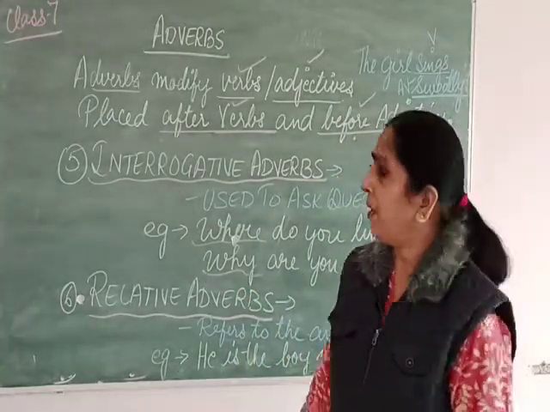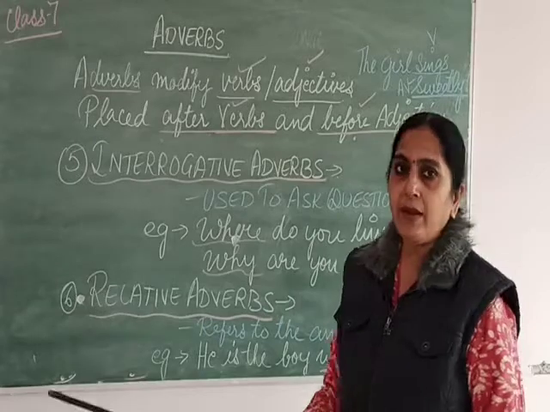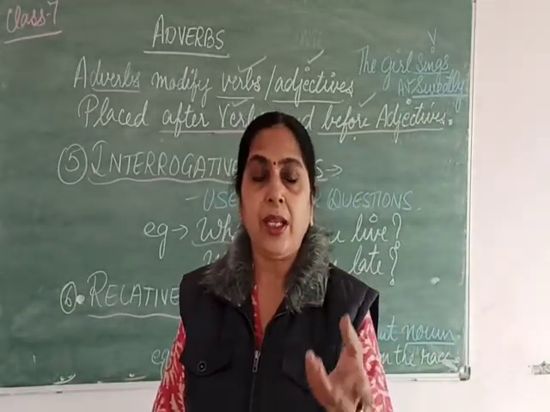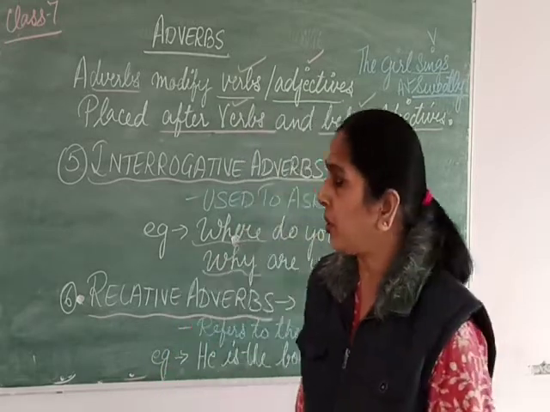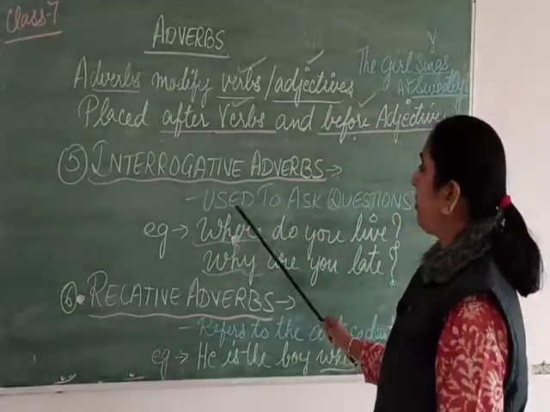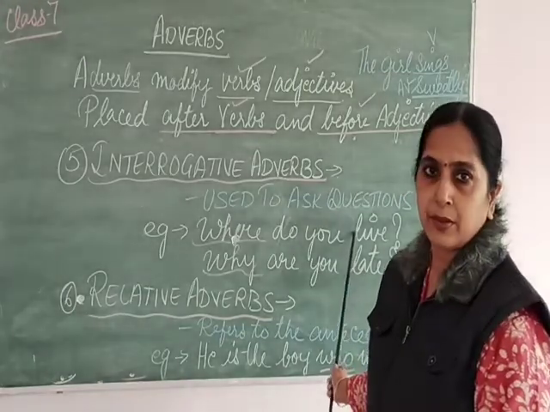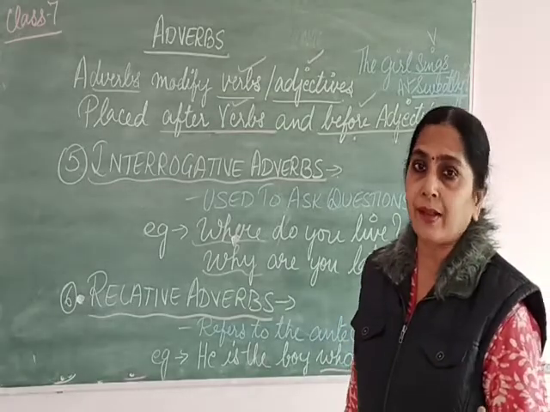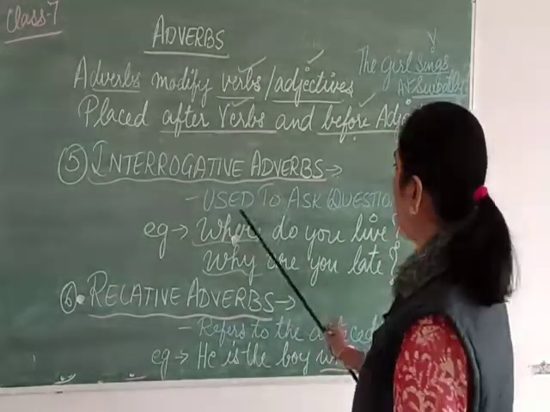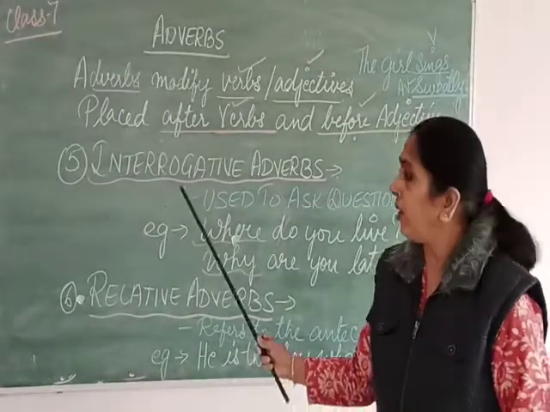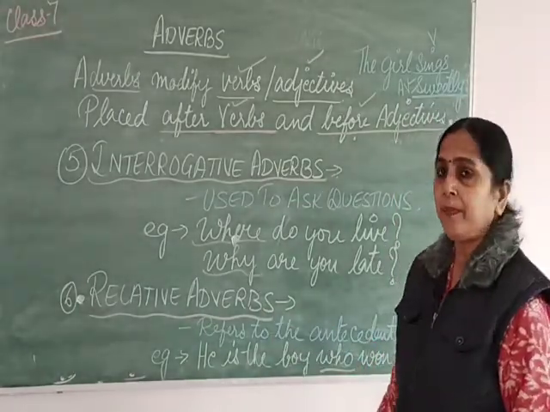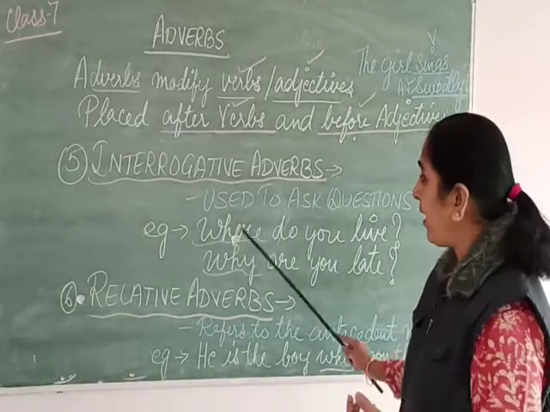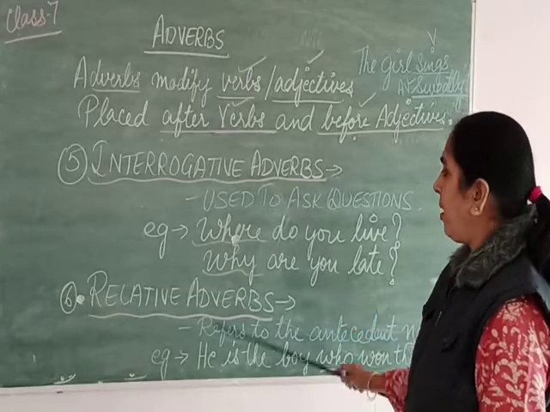Now we are going to understand what interrogative adverbs are. Whenever an action is done in the form of a question, that is called an interrogative adverb. It is used to ask questions. How will you recognize it in a sentence? Whenever a question is asked, they are called interrogative adverbs. For example, where do you live? It is asking a question. So where is the interrogative adverb.